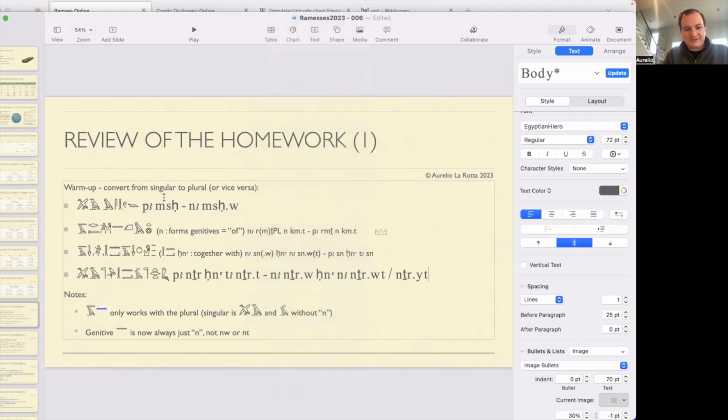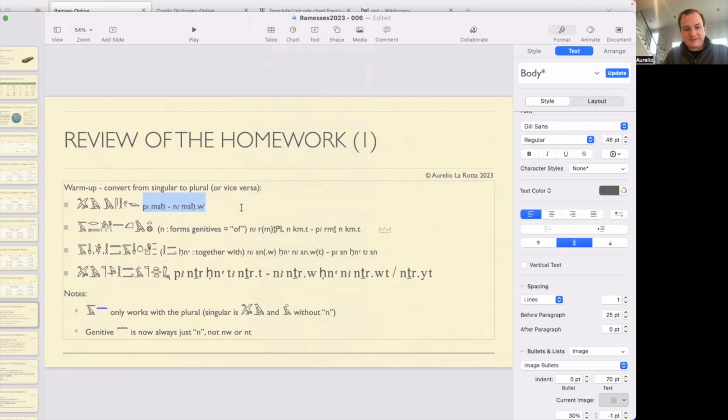Or does this work now? Give me a quick moment. Ah, finally, that looks better.